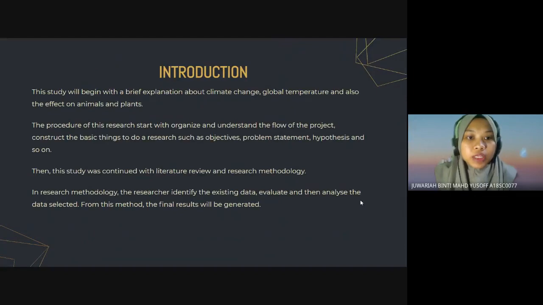This study will begin with a brief explanation about climate change, global temperature, and also the effect on animals and plants. The procedure of this research starts with organize and understand the flow of the project, construct the basic things to do a research, such as objective, problem statement, hypothesis, and so on. Then the study was continued with literature review and research methodology. In research methodology, the researcher identified the existing data, evaluate and then analyze the data selected. From this method, the final result will be generated.